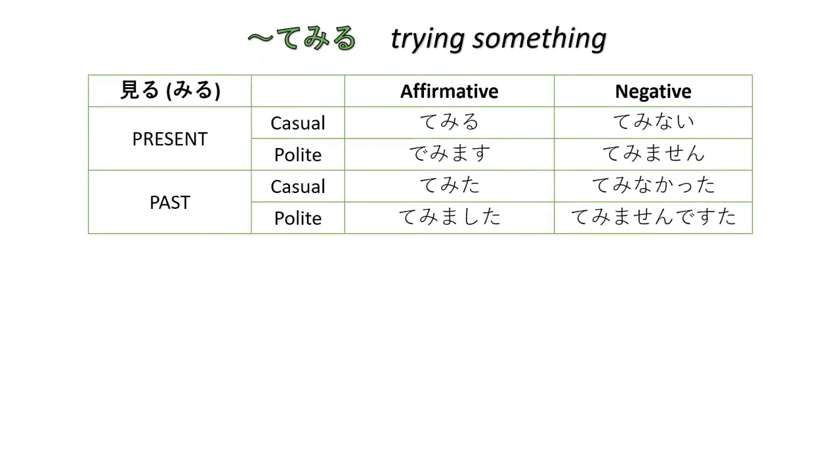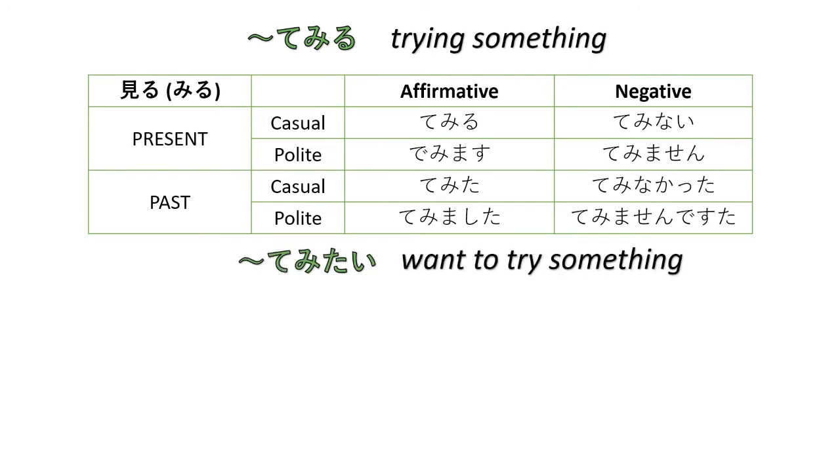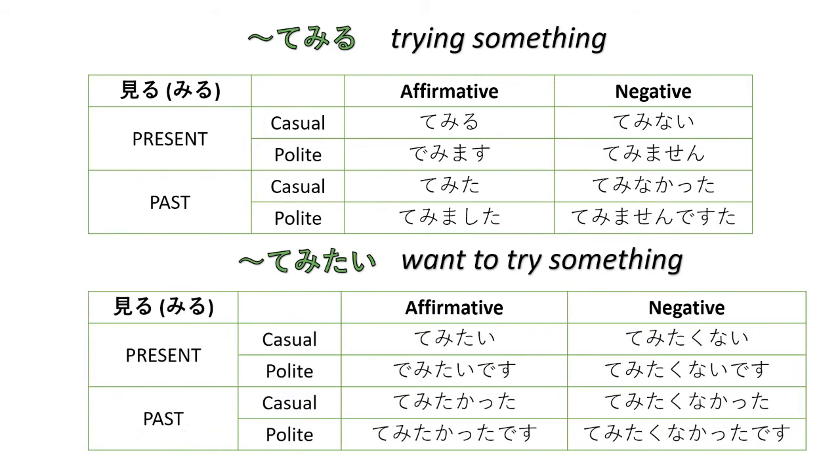Okay, so here we have again the table. We can also change the conjugation into the tai-form. Tai-form means want to try something. So how do we do that? We just drop ru. Temitai. Temitai desu. Temitakatta. Temitakatta desu. Temitakunai. Temitakunai desu. Temitakunakatta. Temitakunakatta desu. Okay? We can conjugate again temiru to temitai. Want to try something.